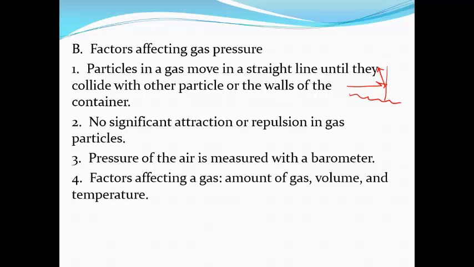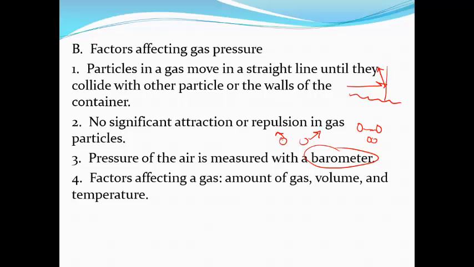There's also no significant attraction between gas particles. So if these two gas particles were really attracted to each other, then they would want to be close together. But since they don't have attraction between them, one can go in one direction, one can go in the other, and they're not attracted or wanting to stay close together. If you have ever listened to the weather, you may have heard them talk about a barometer, or what the atmospheric pressure is. Pressure is measured with a barometer. That's the piece of equipment you would use if you wanted to know what the atmospheric pressure is.